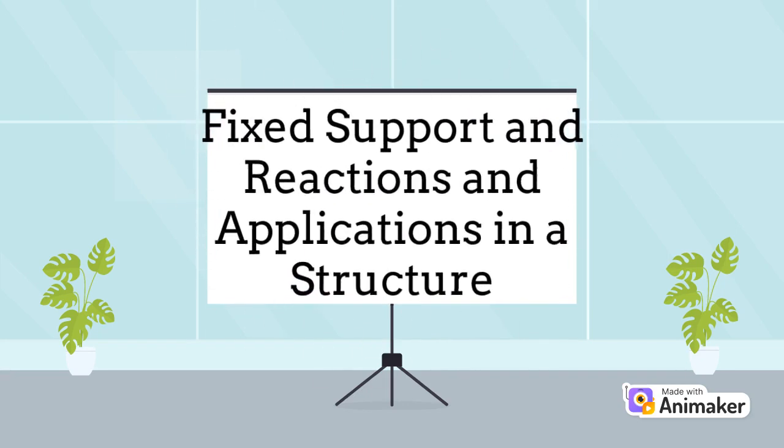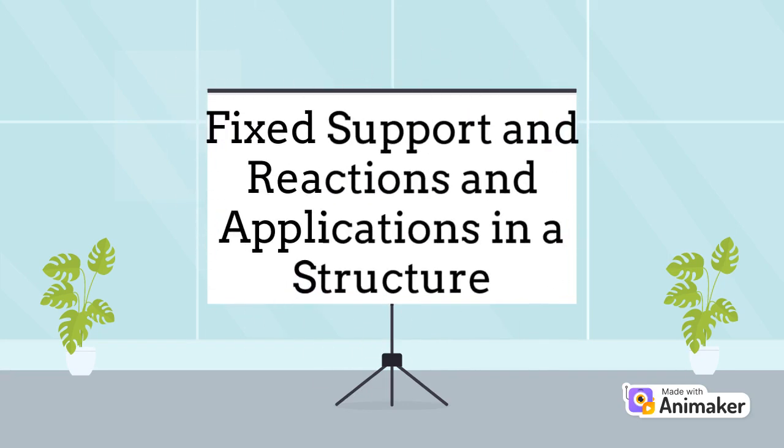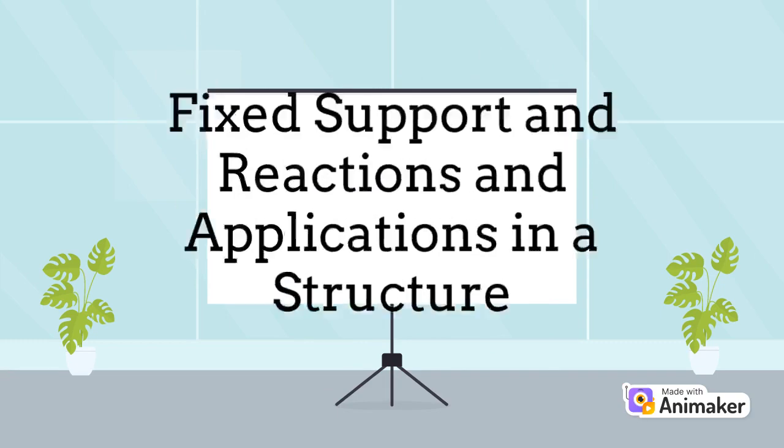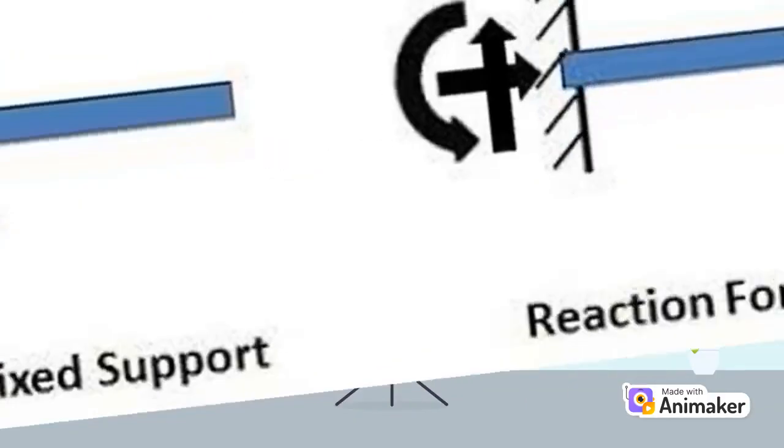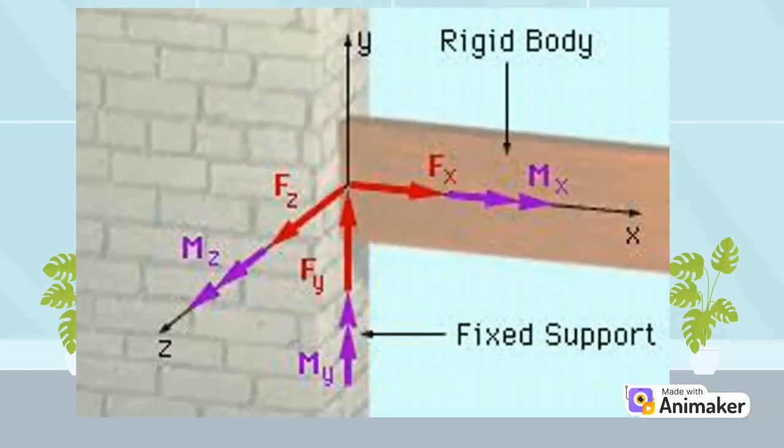Fixed support and reactions and applications in a structure. Fixed supports are also called rigid supports. Fixed supports are restrained against both rotation and translation, so they can resist any type of force or moment. In structural analysis, there are three unknowns to find for fixed support, which can satisfy all the three equations of equilibrium. To provide good stability to the structure, at least one rigid support should be provided.